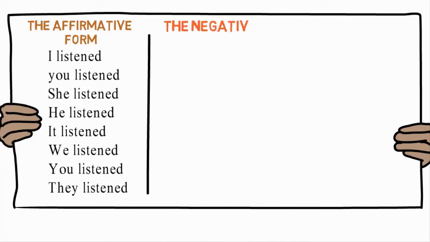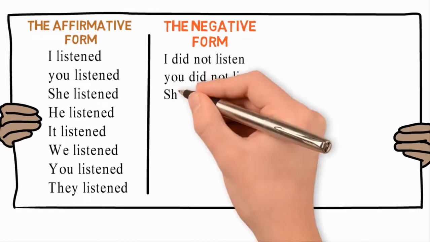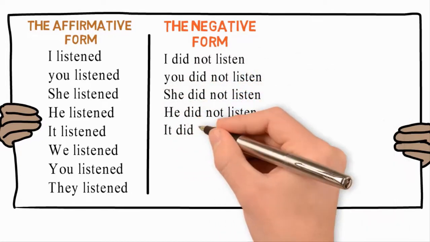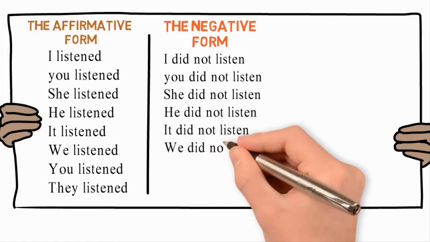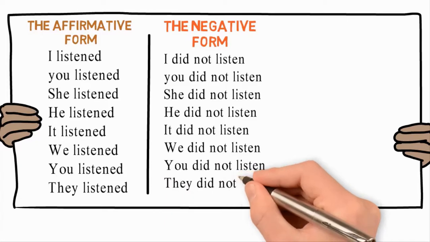The negative form. I did not listen. You did not listen. She did not listen. He did not listen. It did not listen. We did not listen. You did not listen. They did not listen.